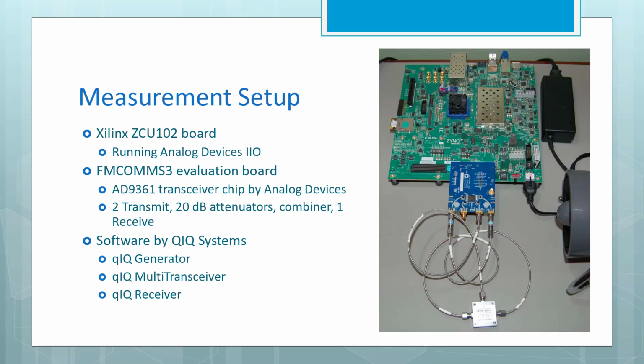The big green board is a Xilinx AMD ZCU102 board, and it's running Analog Devices IIO software. The blue board is an Analog Devices FMCOMMS3 eval board, which is used to evaluate their AD9361 transceiver chip. I've got it set up with 2 transmit channels. Each of those has a 20 dB attenuator, and then the channel is being modeled through combining those 2 signals together through a splitter combiner. And we have one receive signal that goes back into the transceiver chip.